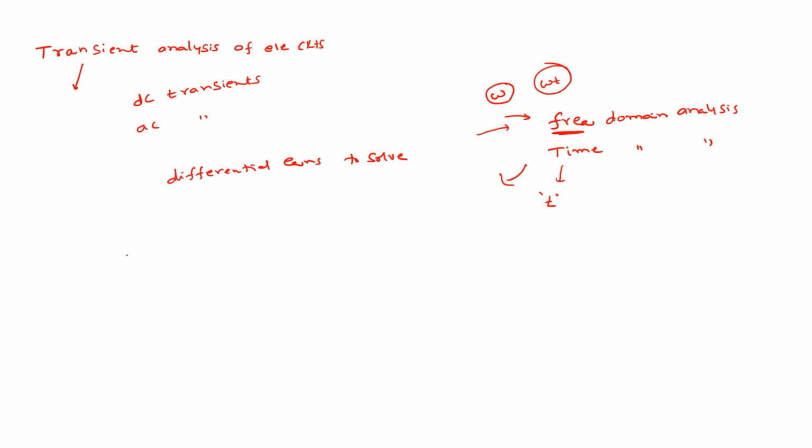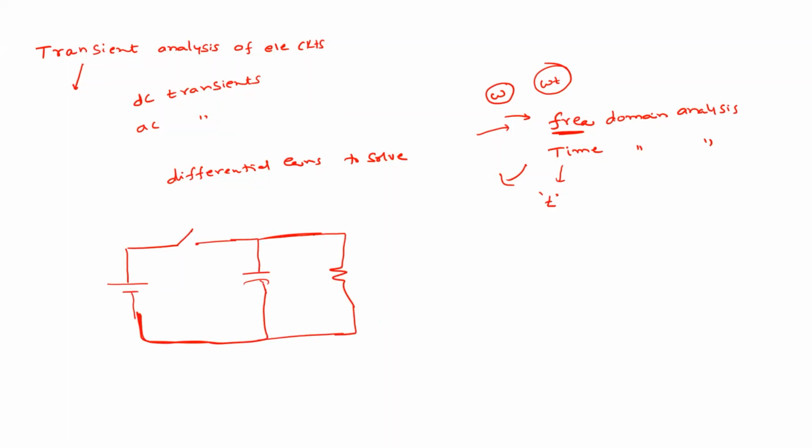One simple circuit. We have some capacitor here, and on the other side we have some circuit like this. We have some switch S here. Let us assume that this is 20 volts, the capacitor is 1 farad, and there is a 2 ohm resistor.